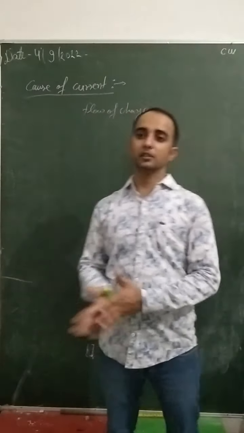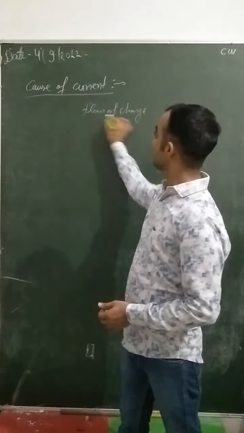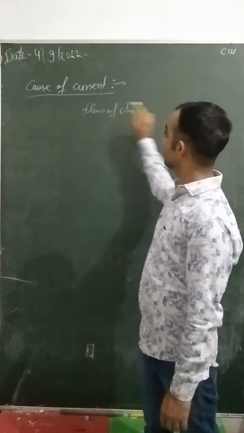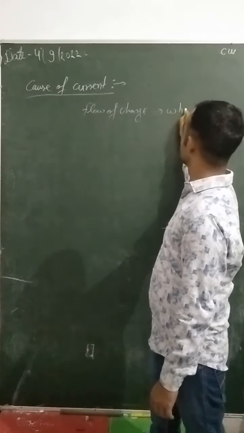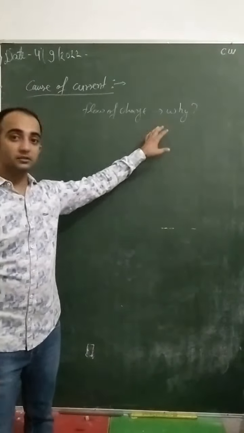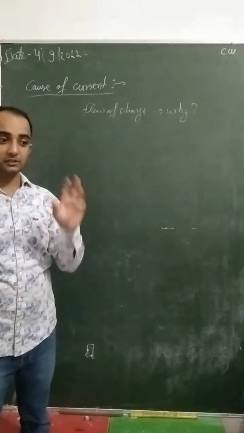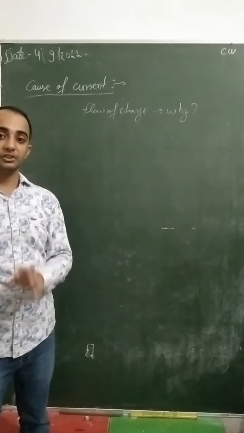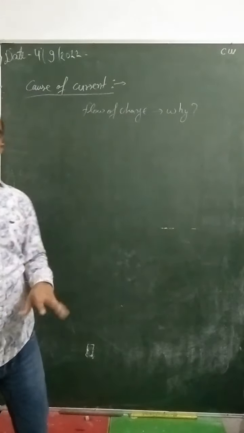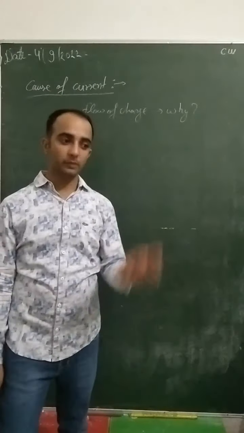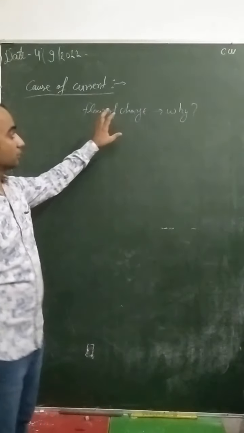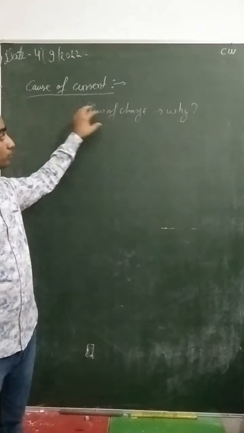Cause of electric current, or why the flow of charge is there. Flow of charge means current. So what is the cause of current or flow of charge? Why will charge flow? What is the quantity, what is the force, which energy is responsible to flow the charge? Because for motion of any object, we need to apply energy or we have to spend some energy. So that energy will do work to move the charge.